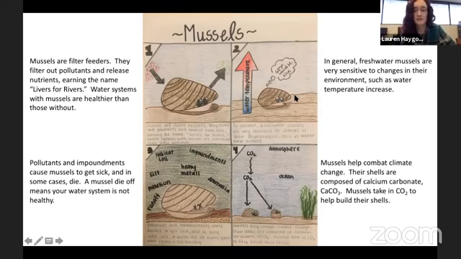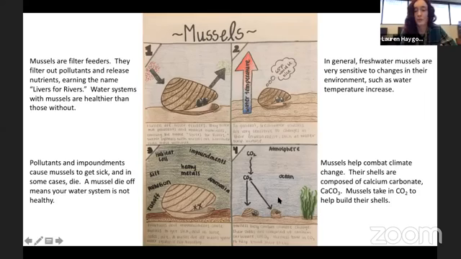And they're very sensitive to changes in their environment. So if we see an increase or decrease in water temperature, then that's going to negatively affect the mussels. And pollutants and impoundments cause mussels to get sick. And if you have a mussel die off, your water system is not as healthy as it could be.